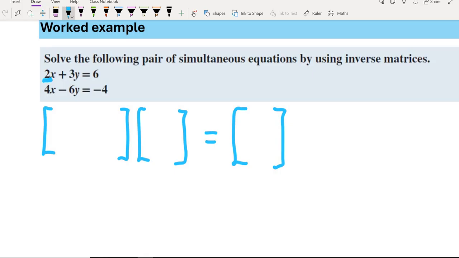It goes like this. You take the 2, then the 3, the 4, the -6, making sure you take the sign as well. Then you put x and y, because we put x first and then y second. If it was the other way around, we'd put it the other way around. And then on the other side, you put the numbers that are on the other side.